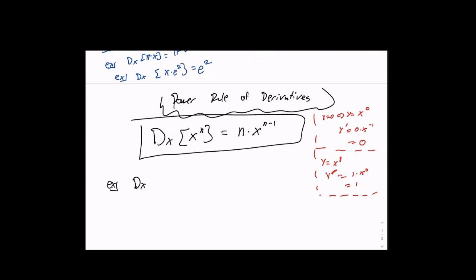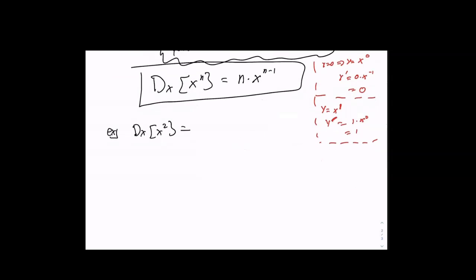What is the derivative function? When I say the derivative, I'm talking about the derivative function. What is the derivative of x squared? Follow the rule. Right now, n is 2. It is a power function. What is the derivative of this function?